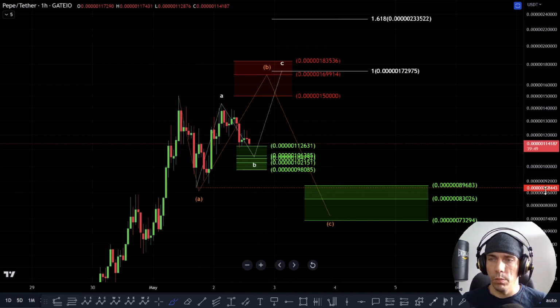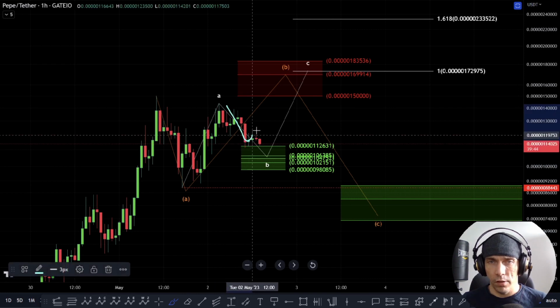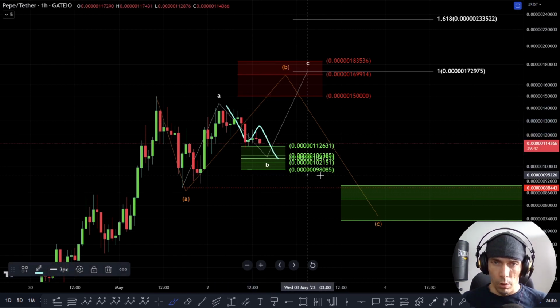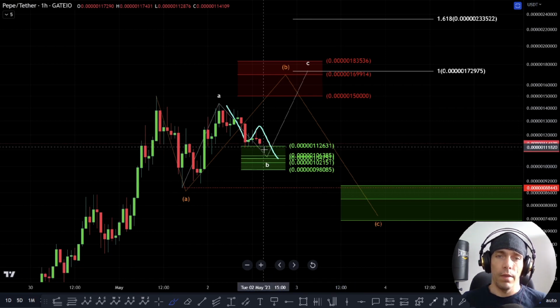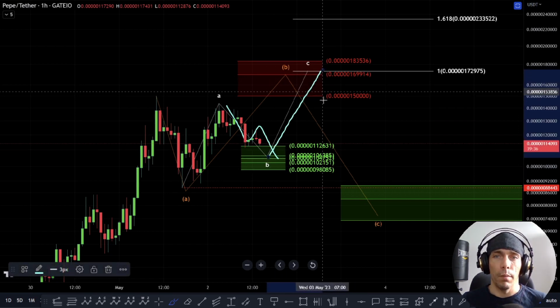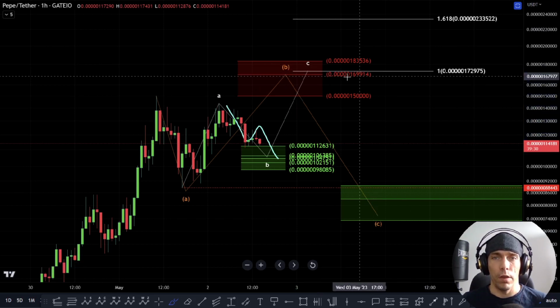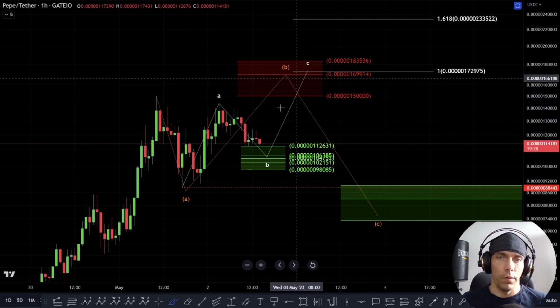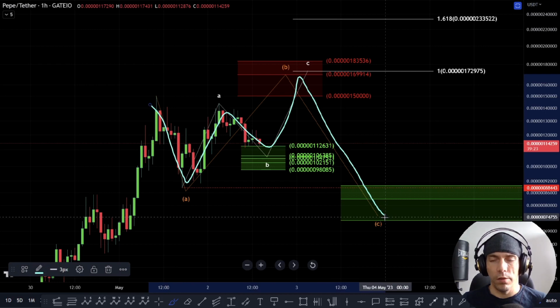Now, this is valid for as long as we hold above this 88443. And what I want to see here is basically just having a three-wave move, holding the support of this 98085 and then actually looking to push up one more time here towards this zone of this 1 to 1, which would be this 172975 area. So that would be looking for that potential of this just being an A, this being a B wave to the upside, and looking for that C wave down.